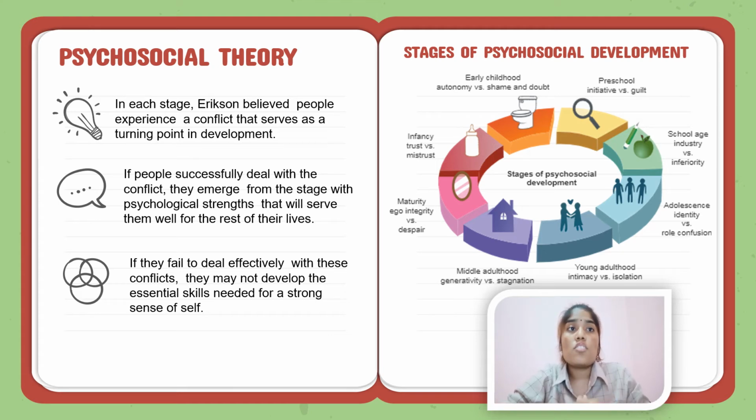Sixth stage is young adulthood. Intimacy versus isolation in this stage. Seventh stage is middle adulthood. In this stage, generativity versus stagnation. Last stage, which is stage 8. In this stage, maturity. In this stage, ego integrity versus despair.